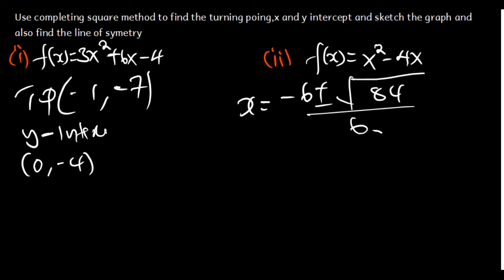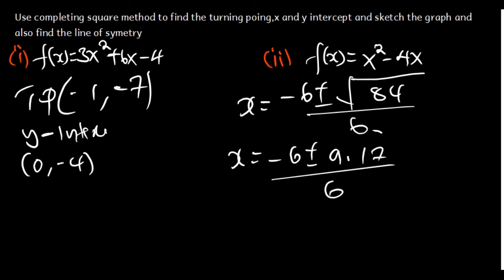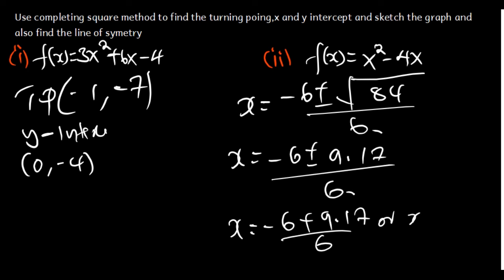Square root of 84 is 9.17. Okay, so we're going to have x, but if you're not allowed to use a calculator, you can leave your answer inside the root. So we're going to have 9.17, everything divided by 6. So we're going to have two values of x. x is going to be equal to negative 6 plus 9.17 over 6, or x will be equal to negative 6 minus 9.17 over 6.